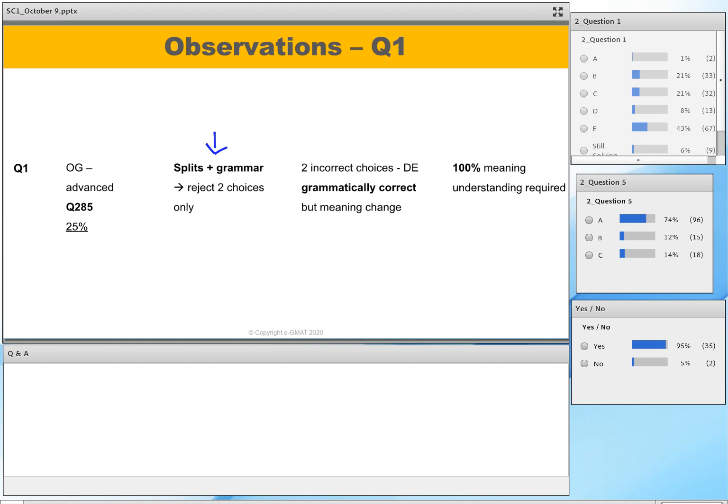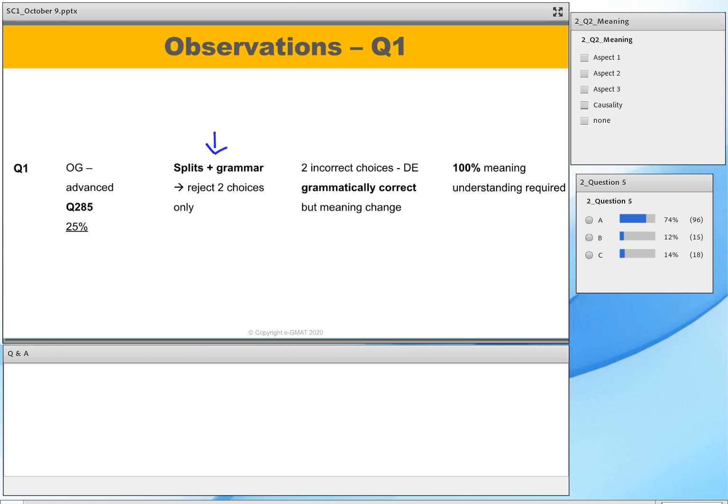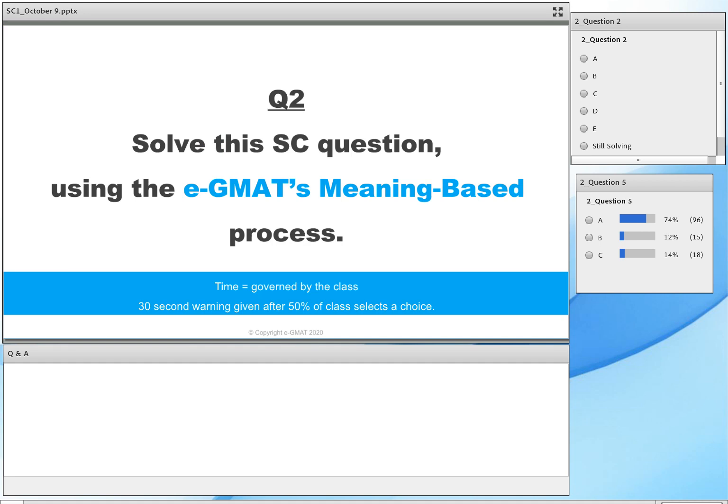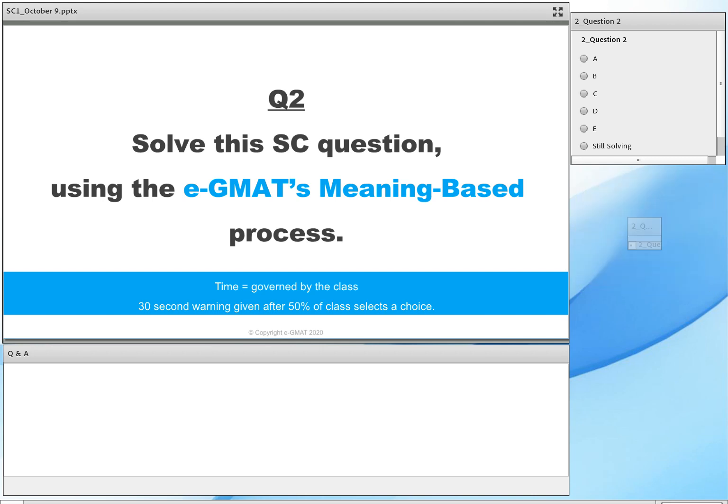Okay. All right. So now that you saw the meaning-based approach, I would want you to, all right, I'm sorry about that. This is not the poll that I want here. Okay. So try to solve the next question keeping the very same approach. Try to apply the meaning-based approach. Again, timing is not a constraint here, guys. So don't worry about it.